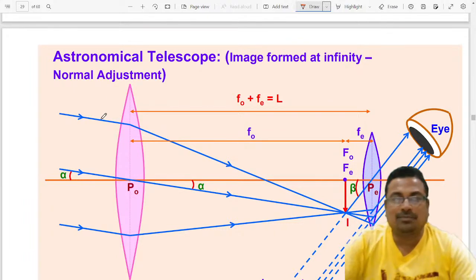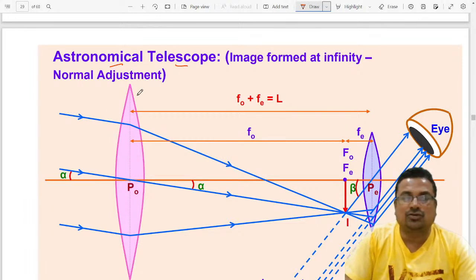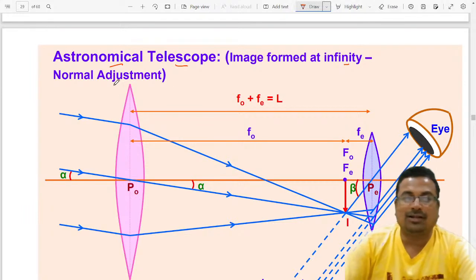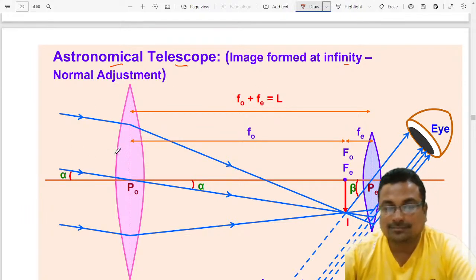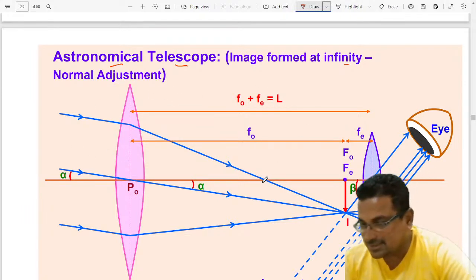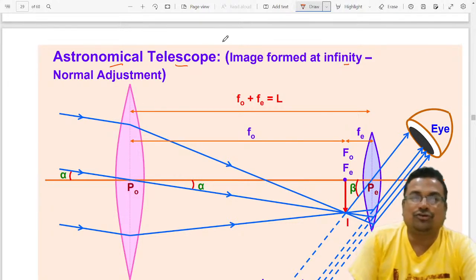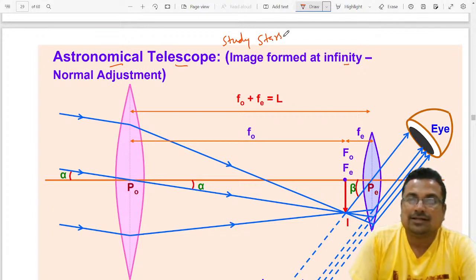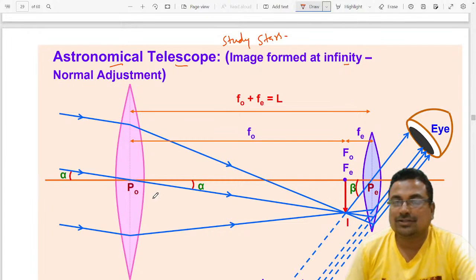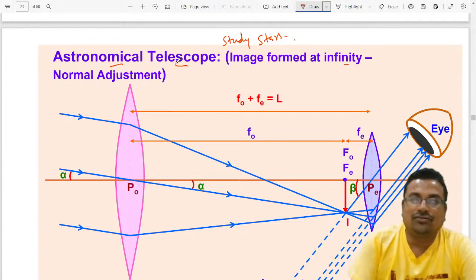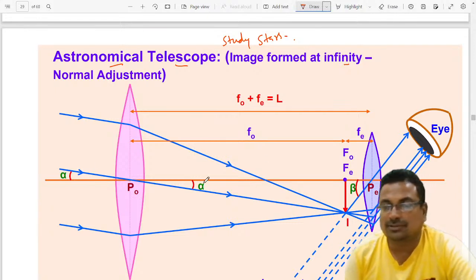Now we have to discuss the astronomical telescope. Image is at infinity, normal adjustment. So here there are two lenses. An astronomical telescope is used to see the stars. They are very far away. So to study and observe the stars, we are using the astronomical telescope.